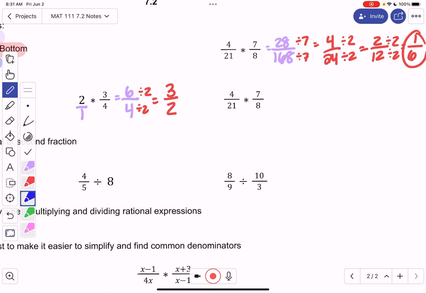Another way is to reduce first. So 4 and 8 are both divisible by 4. So we can reduce early. 4 divided by 4 is 1. 8 divided by 4 is 2. We can do the same thing with the 7 and 21. 7 divided by 7 is 1. 21 divided by 7 is 3. Now multiply across. 1 times 1 is 1. 3 times 2 is 6. It's up to you which way you do it. They will both get you the same answer.